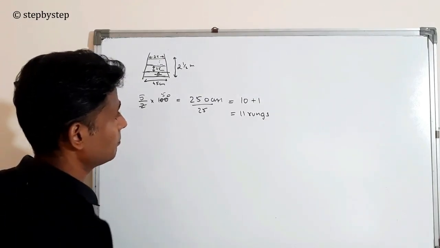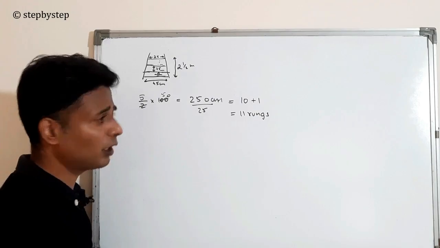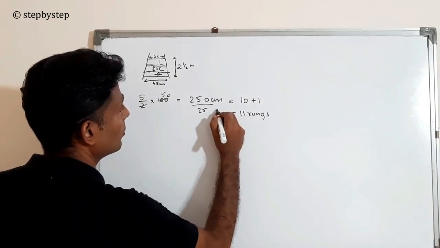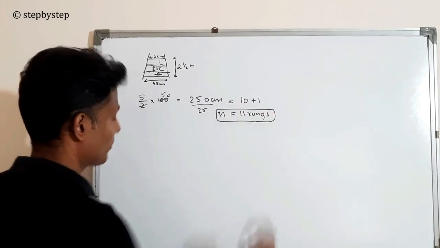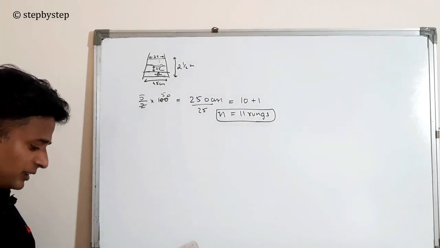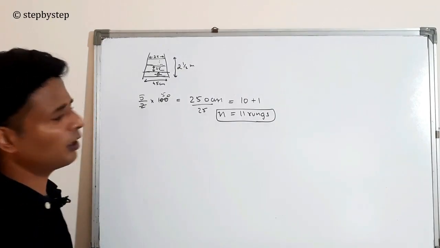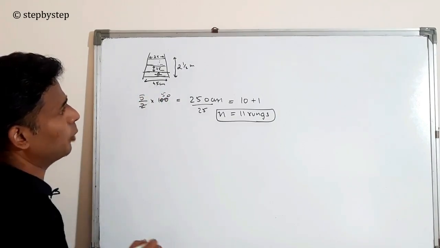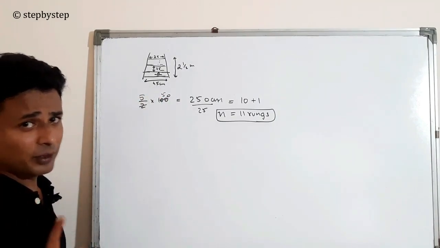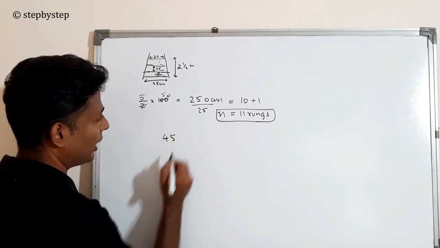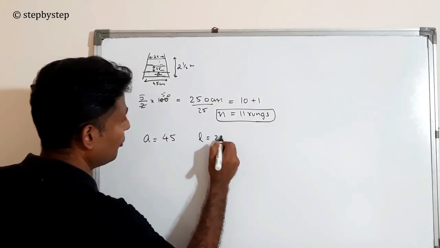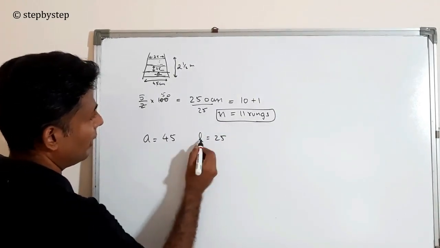Now we have the number of rungs, that is your n value. Next, they have said, okay, now that we know the number of rungs, it's very easy. We can consider the bottommost rung as the first term, that is the length is 45, that is your A. The last rung is 25. We know n, we know A, we know L.